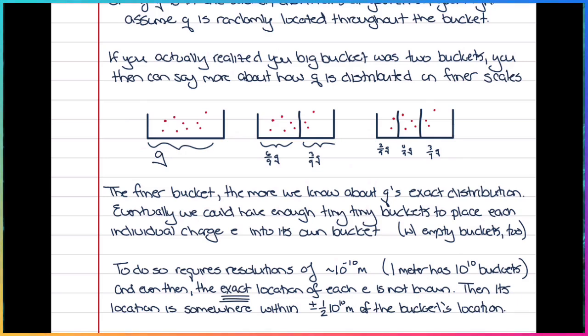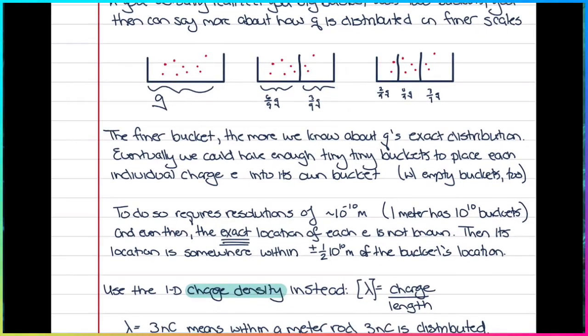And even then, I don't know the exact location of the individual charges. I would only know that, if I knew a charge was in a particular bucket, then that charge is within some position. If the bucket is 10 to the minus 10 meters long, the exact position of that charge is known to within plus or minus 1/2 times 10 to the minus 10 or something like that. Because I only know down to my pixel size or my bucket size in this case.